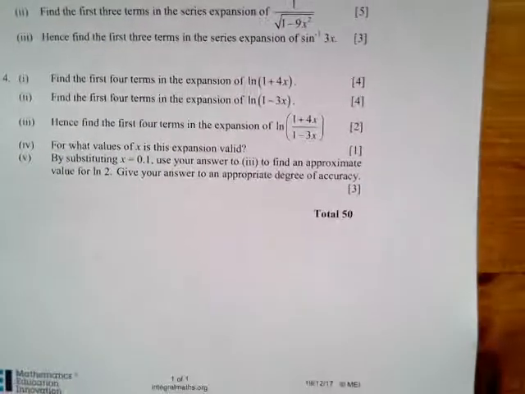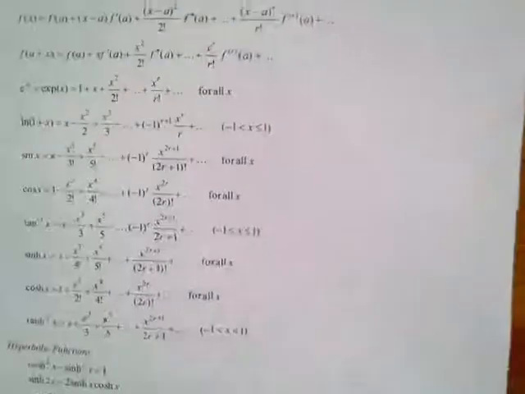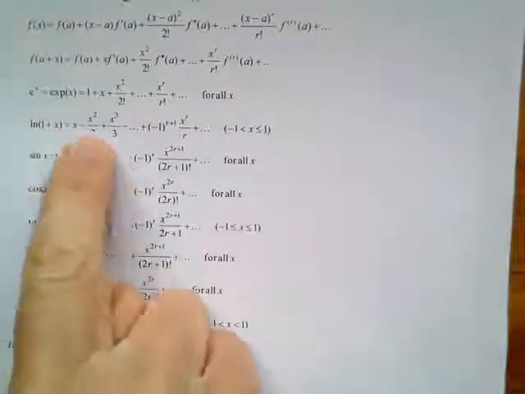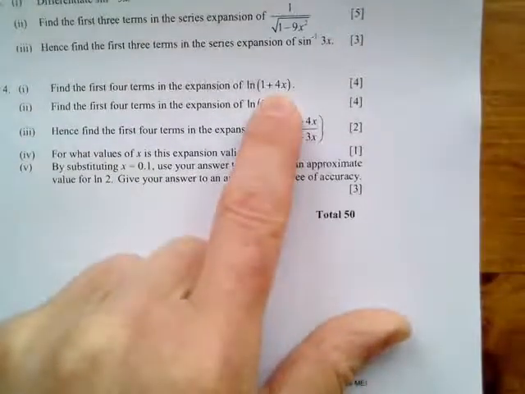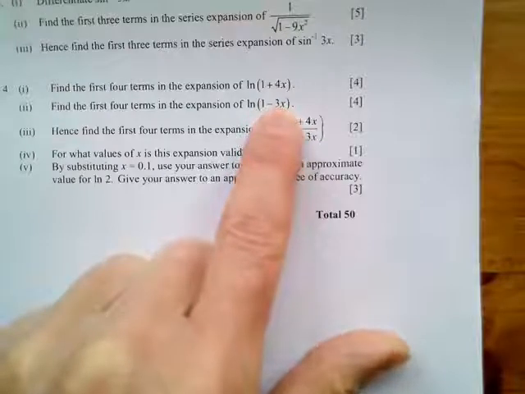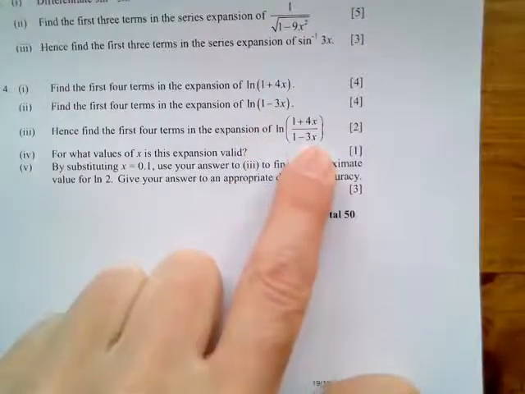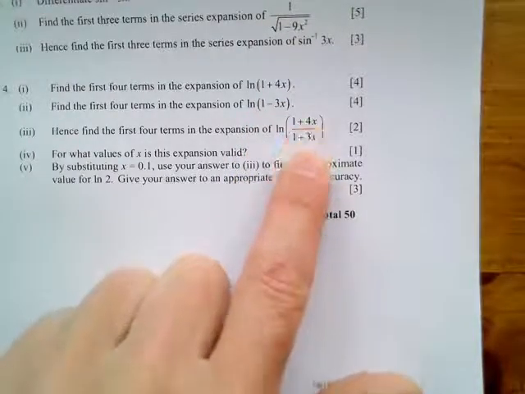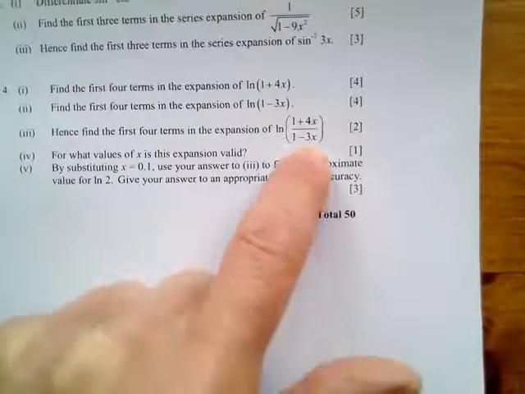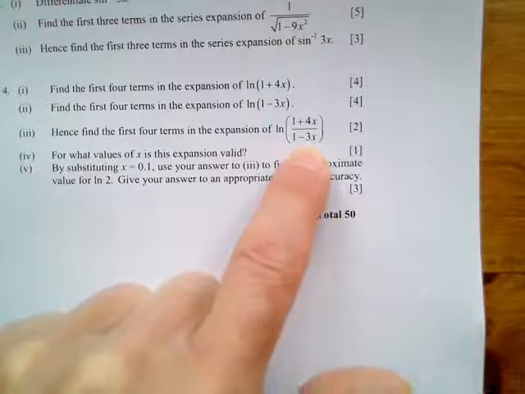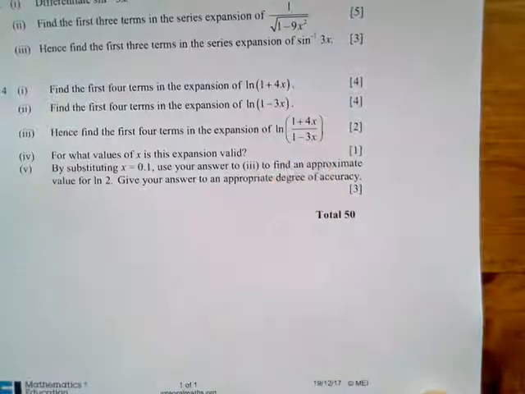Finally, on to question 4. Again, you don't need to do these from first principles. You can just use the standard result here, ln(1 plus x) in the expansion here. So in the first one, you're replacing the x with 4x. In the second one, you're replacing the x with minus 3x. And to do this one here, well, I'm not going to tell you how to do it. But something you did last year, or this year if you like, should allow you to do that one.